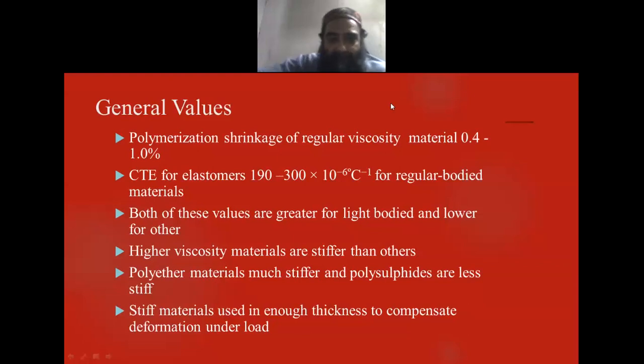Higher viscosity materials are stiffer than others, it is obvious. Polyether material is much stiffer and polysulfides are less stiff. Stiff materials are used in enough thickness to compensate for deformation under load. Is it clear?